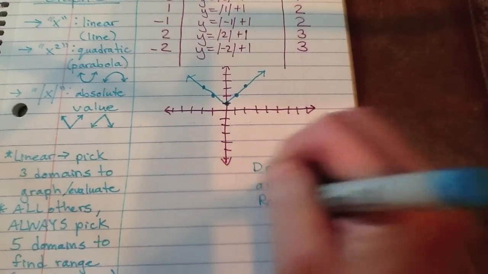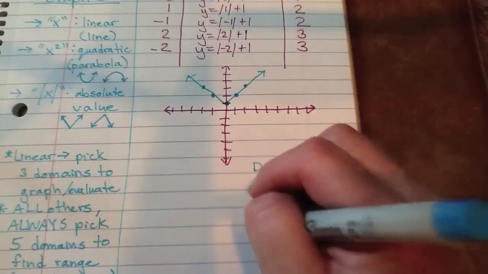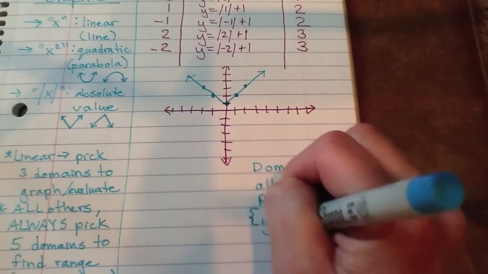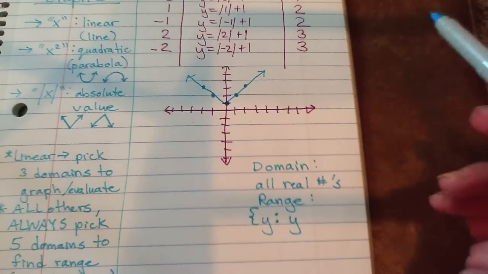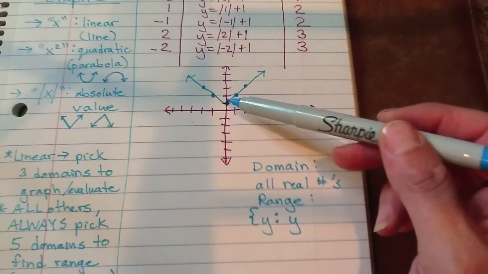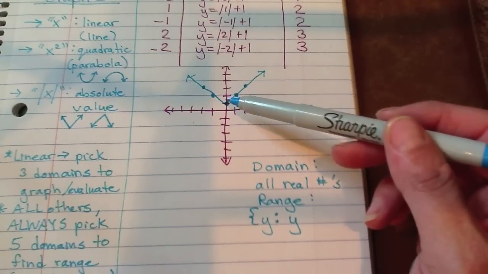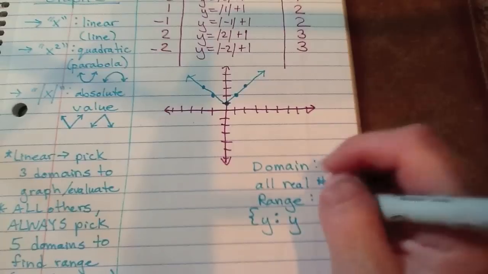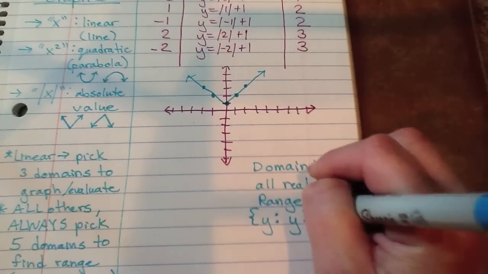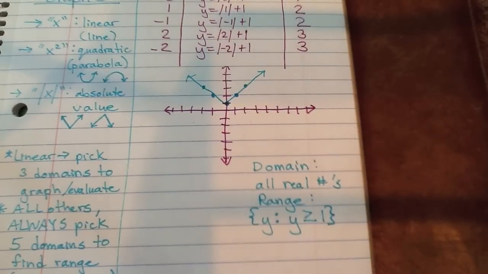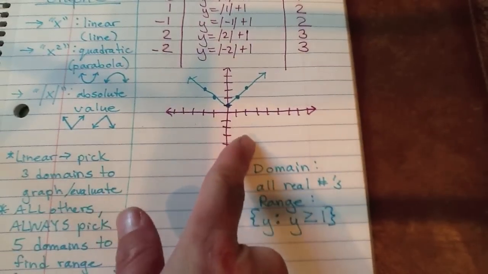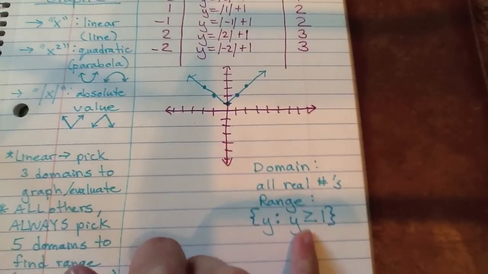Your range in this case, we're going to use this special format. Y such that y has to be something. Notice all your y values go up from 1. And we just talked about inequalities in our last chapter. So we know all y values need to be at least 1. So they have to be greater than or equal to 1. And that's how you write the range on those. If it had been opening down, then you would say y's are less than or equal to 1.